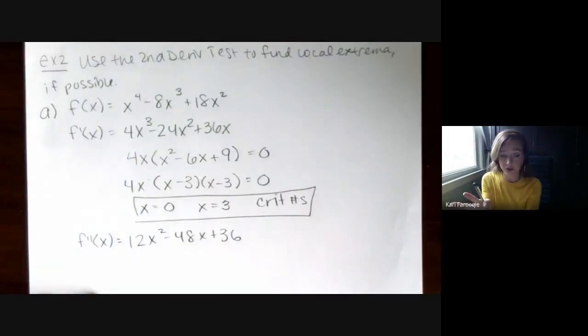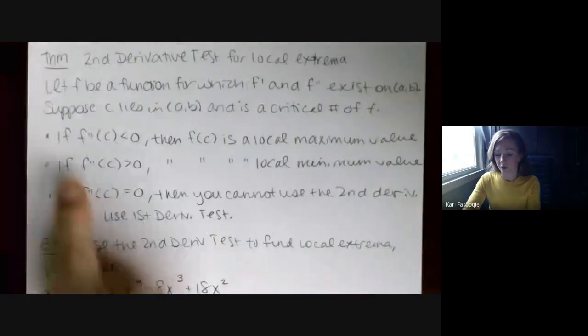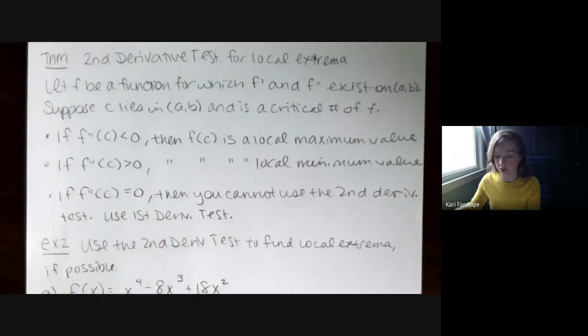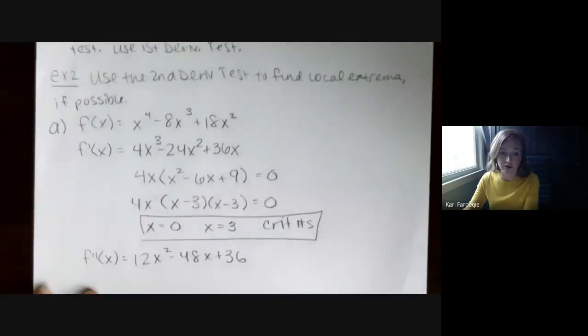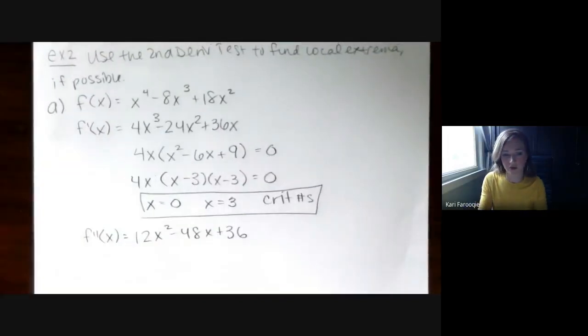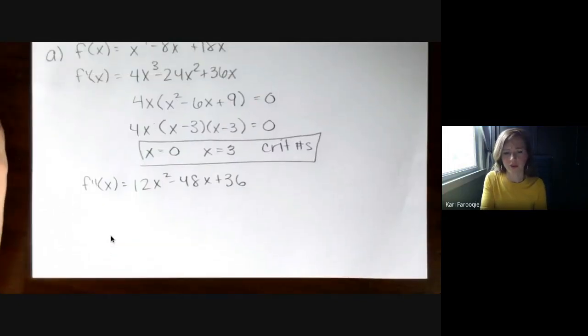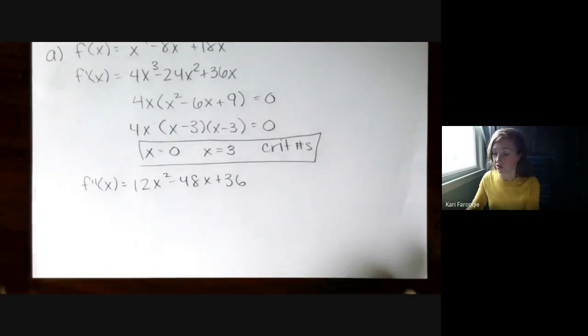Don't set it equal to 0, because remember that when we're using the test, what we're doing is we're taking f double prime, evaluating it at c, which is the critical number, and we're just looking at, is it positive, is it negative, or is it equal to 0? So don't set it equal to 0. I know sometimes we get into that habit of just automatically taking a derivative and setting it equal to 0.